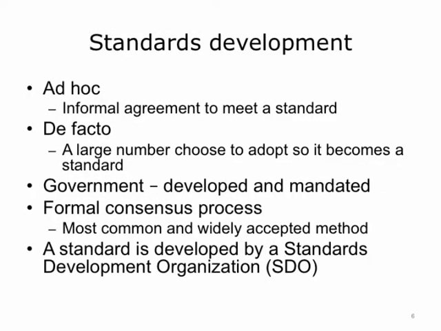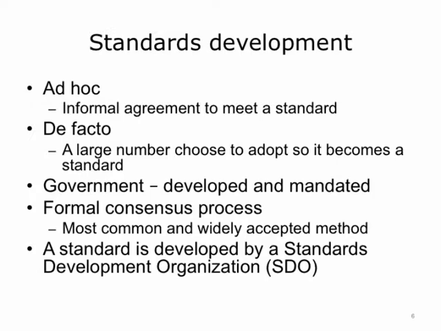Let's talk about how standards are actually formed. There are 4 ways standards come into fruition. The first way is ad hoc. This is an informal agreement to make a standard. An example of that would be a couple of people decide to do something the same way. They agree to use the same format.